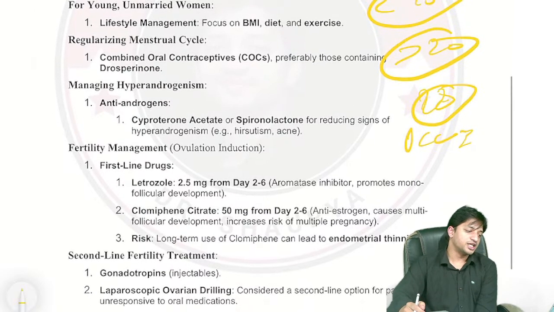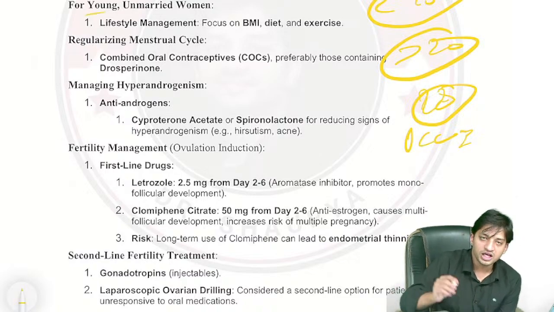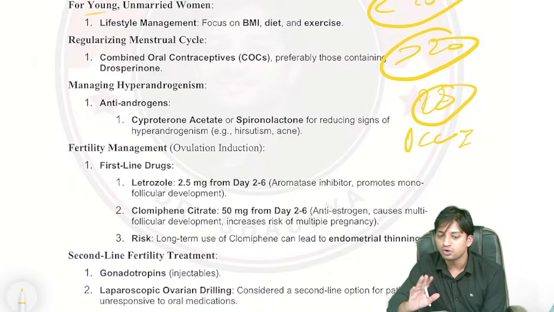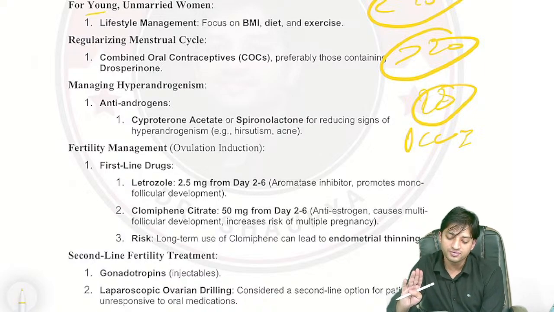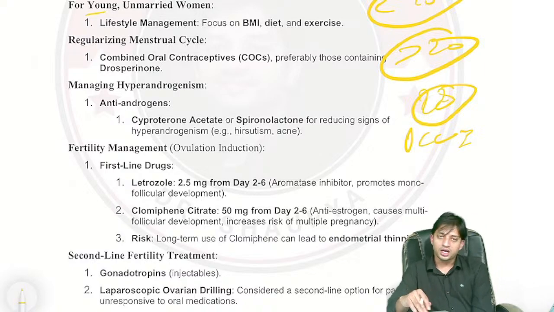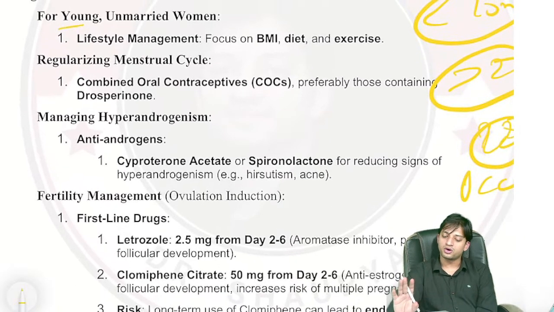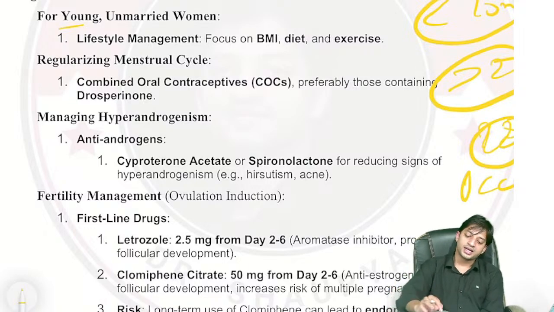Now for the management, just have a look here, guys. Management: if the female is young, unmarried, you do not need to ovulate her. Just tell her, first of all, to do lifestyle management, BMI control, diet and exercises. Done. For regularizing the menstrual cycle of the unmarried female, you will give her COCPs, combined oral contraceptive pills, very common, right?